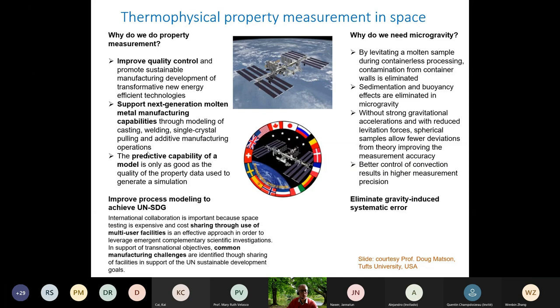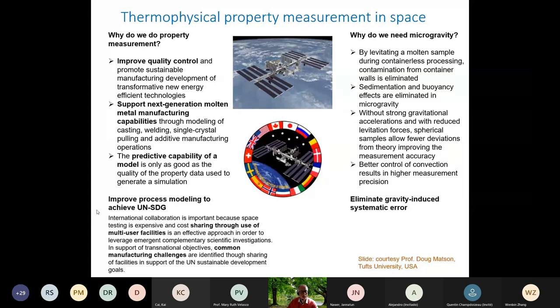But just briefly, we carry out property measurements to improve quality control, to support manufacturing capabilities by making the predictive capability of models higher, and because we need the thermophysical properties of the liquid in order to model the processes with high fidelity. And on the right here, I should say Professor Doug Madsen from Tufts University explains why microgravity is good in these situations. But I think Janeton and Quentin will also explain that.